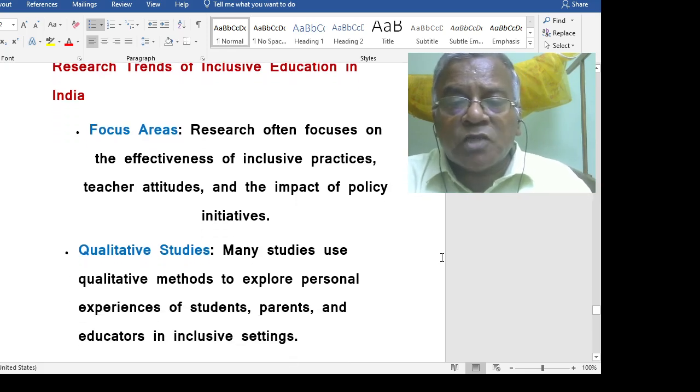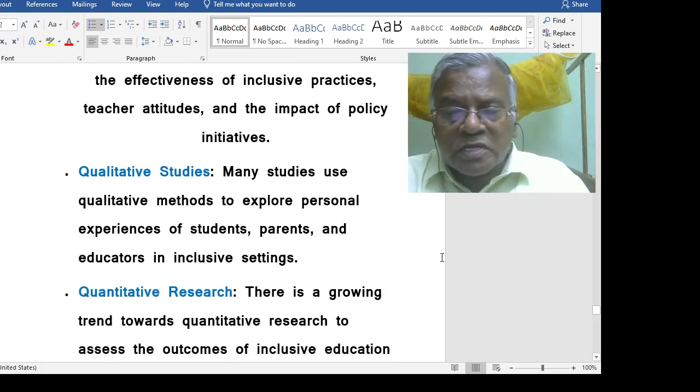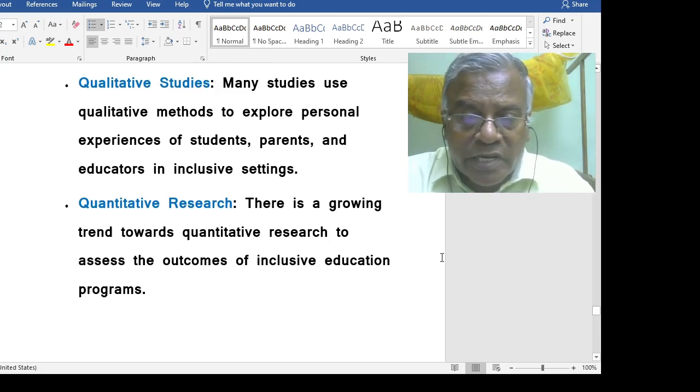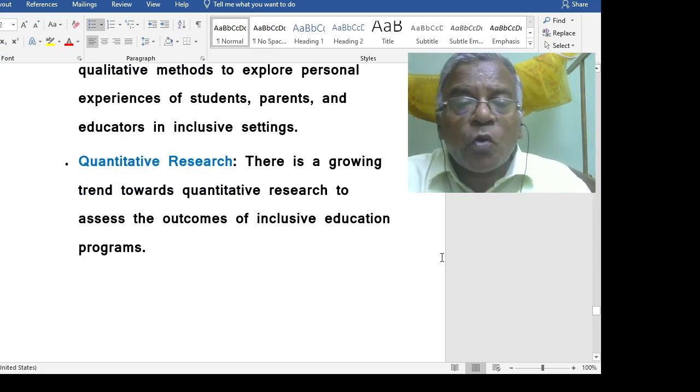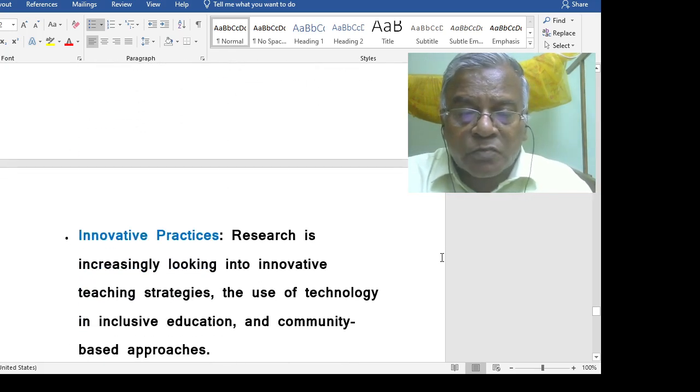Focus areas. Research often focuses on the effectiveness of inclusive practices, teacher attitudes, and the impact of policy initiatives. Qualitative studies. Mostly research on inclusive education is done through qualitative studies. Many studies use qualitative methods to explore personal experiences of students, parents and educators in inclusive settings. Quantitative research. There is a growing trend towards quantitative research to assess the outcomes of inclusive education programs.